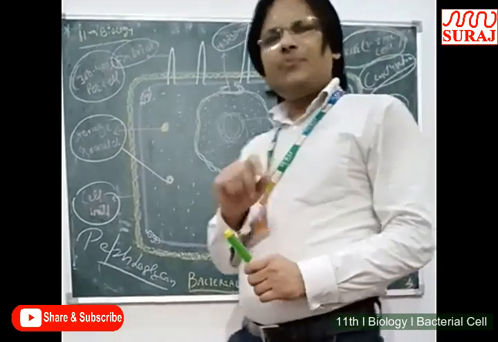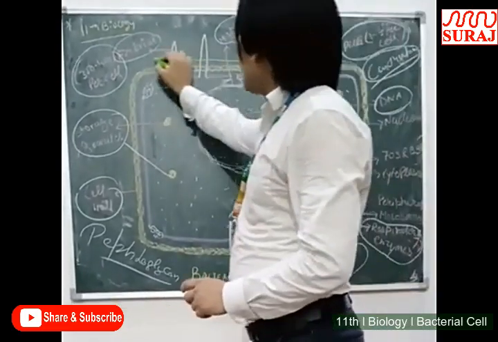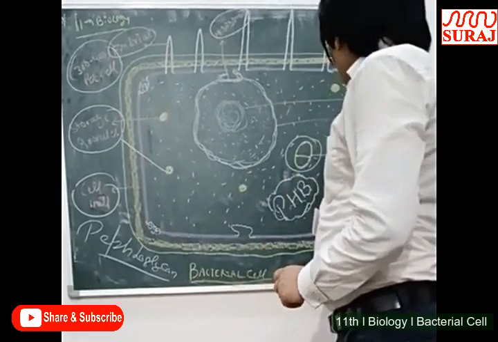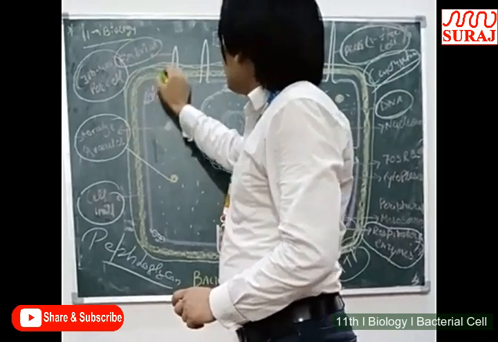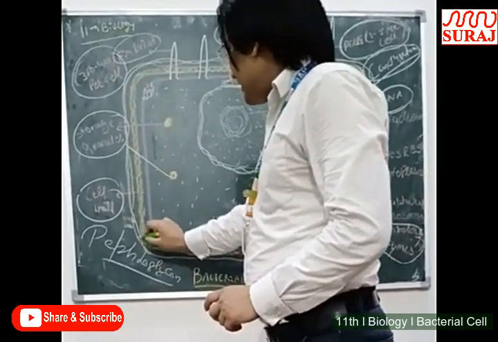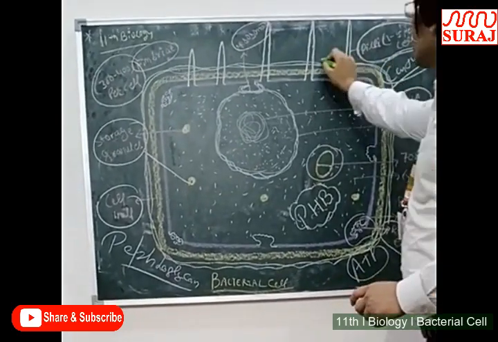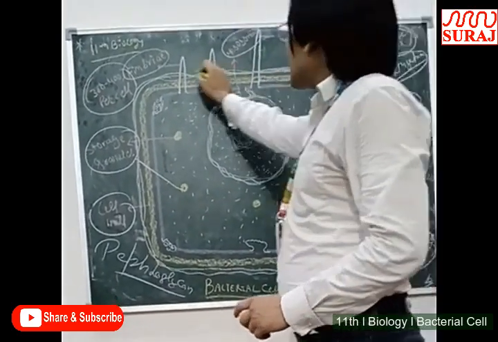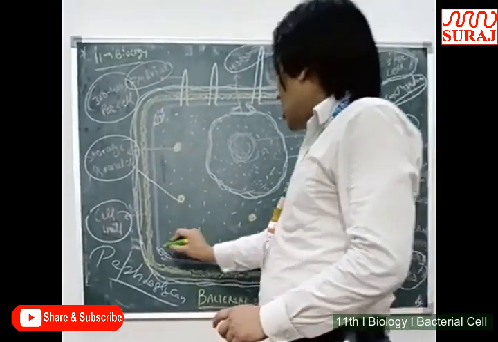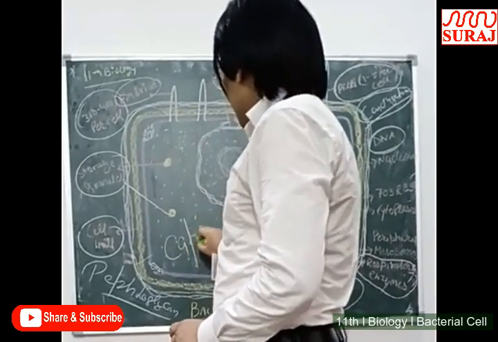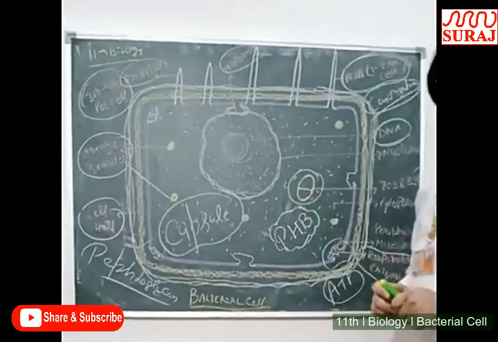In some gram negative bacteria, there is also present a tough outermost layer outside the cell wall. So in gram negative bacteria, outside the cell wall there is a tough protective covering, and this tough protective covering present in some bacteria is known as capsule.